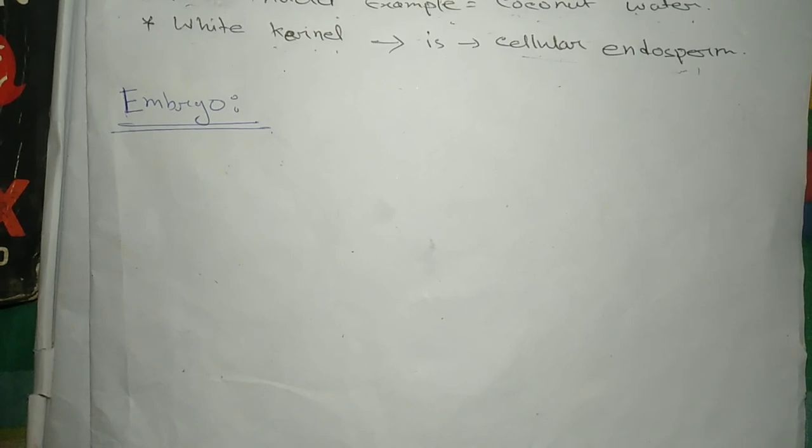I will discuss the embryo. I have told you from where and how an embryo is formed. From the micropylar end, in the zygote part. Always remember the zygote divides when some endosperm cells are formed.